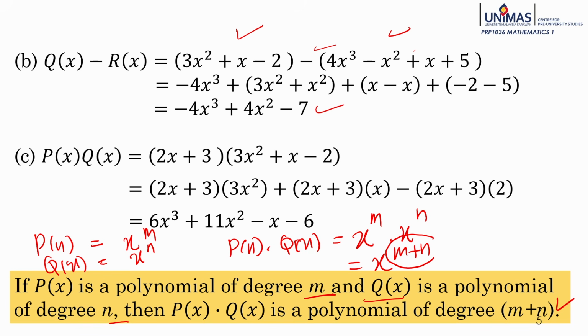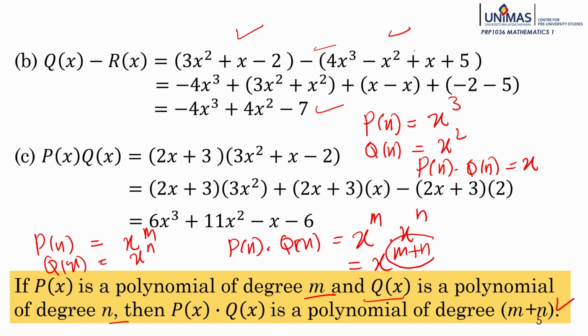If you simplify, for example, P(x) has x to the power of 3 and Q(x) has x to the power of 2. Then P(x) times Q(x) means x to the power of 3 times x to the power of 2. You get x to the power of 3 plus 2, that means x to the power of 5.